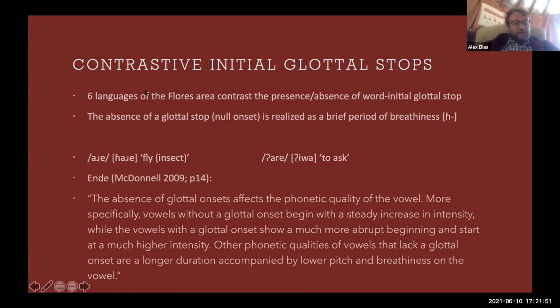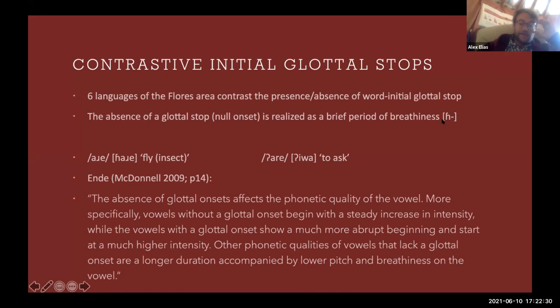But basically, if you read McDonald 2009's phonological sketch of Ende, you'll read a very accurate description, which says that the absence of glottal onsets affects the phonetic quality of the vowel. More specifically, vowels without a glottal onset begin with a steady increase in intensity, while the vowels with a glottal onset show a much more abrupt beginning and start at a much higher intensity. Other phonetic qualities of vowels that lack a glottal onset are a longer duration accompanied by lower pitch and breathiness on the vowel. So we're dealing with sort of long breathy segments here.